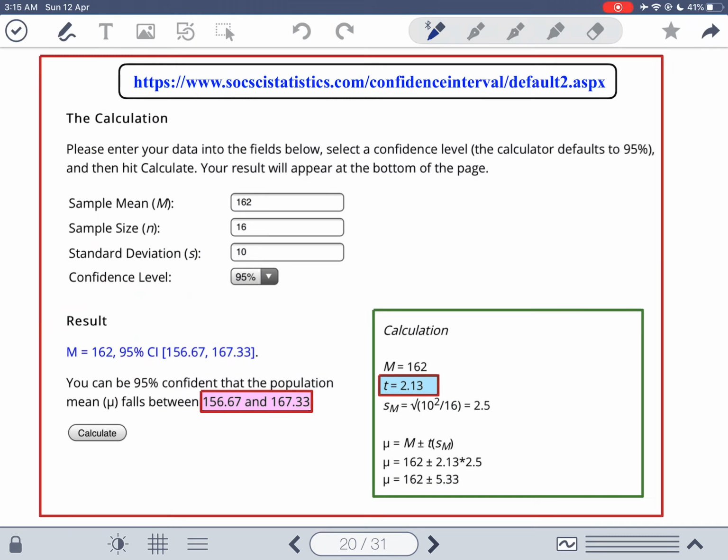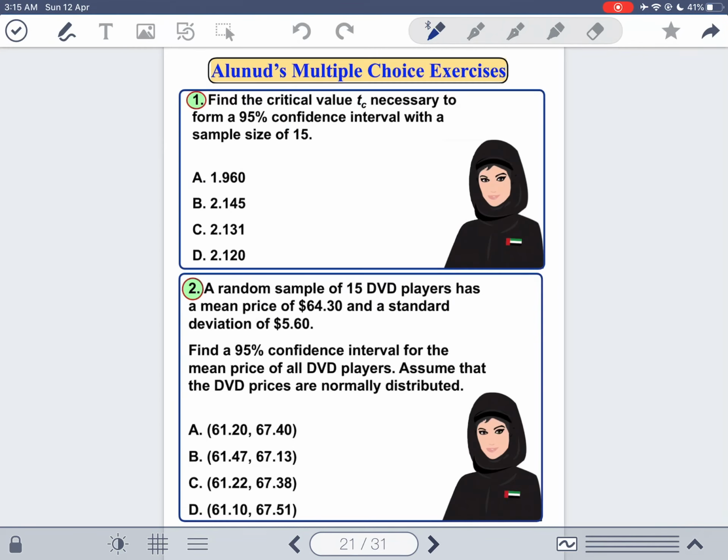And here I show you how to do it using the online calculator. And again, the link is here, so you can use it with all the examples. And now we have, as usual, La'nood's multiple choice exercises, but only 2 exercises. They are very quick, and you can solve them using the calculator or the t-table. The first one is on the t-table, and the second one is finding the confidence interval. So please solve these 2 and send me the answer.